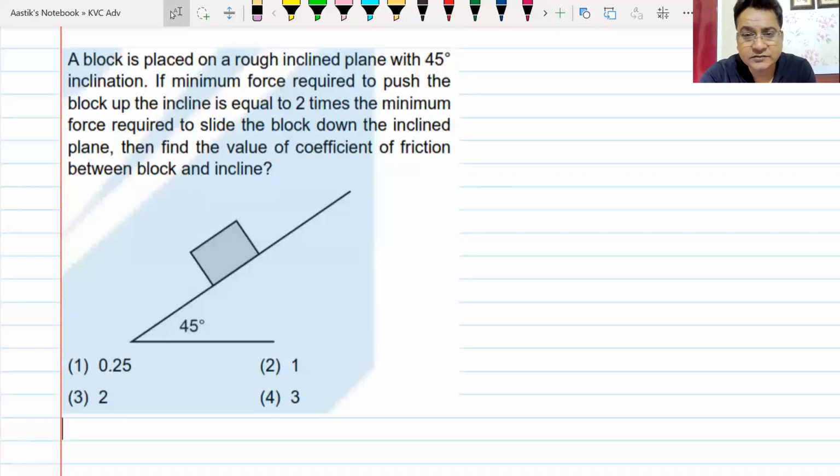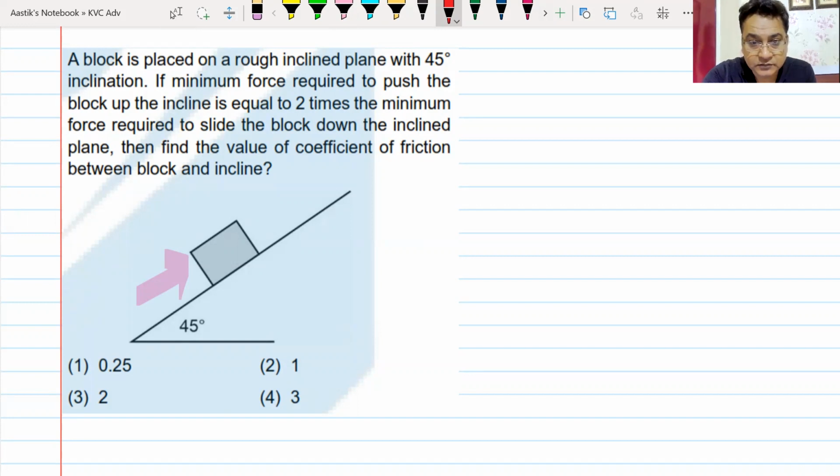This is the next question. I'll give you a minute to solve this. Now remember, if such a question comes, it might require some time for you to solve it, because you have to deal with two cases here. First is the pink case where you are trying to push it up. What will be the minimum force required to push it up?